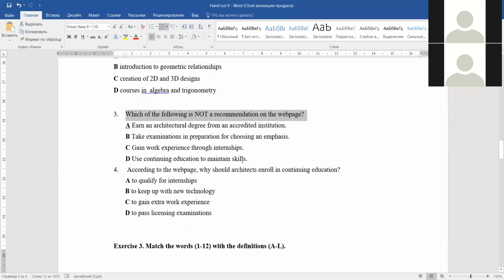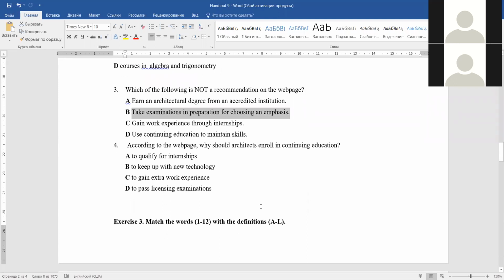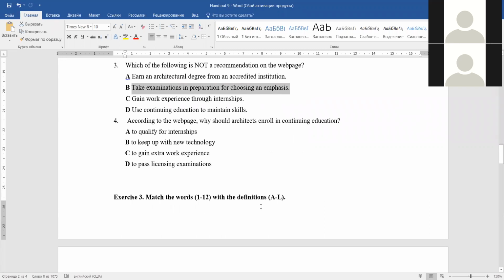Gain work experience through internships? No, it's recommended. Наоборот, это рекомендуется. Take examination. Yes, you're right. Please read it. Take examination in preparation for choosing an emphasis. Emphasis. Yes, you are right.